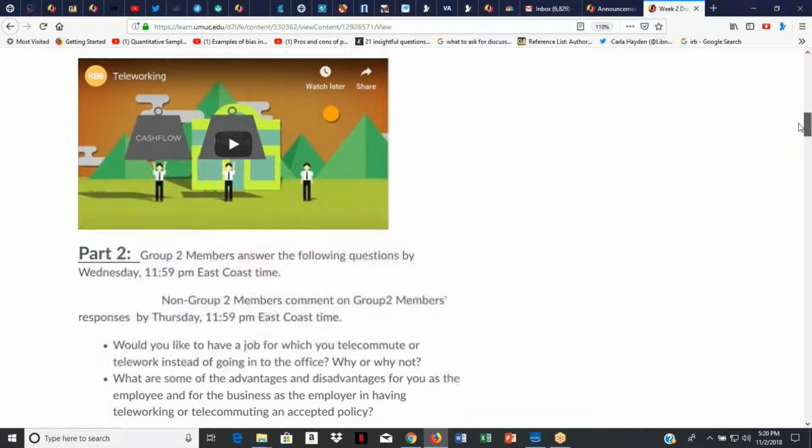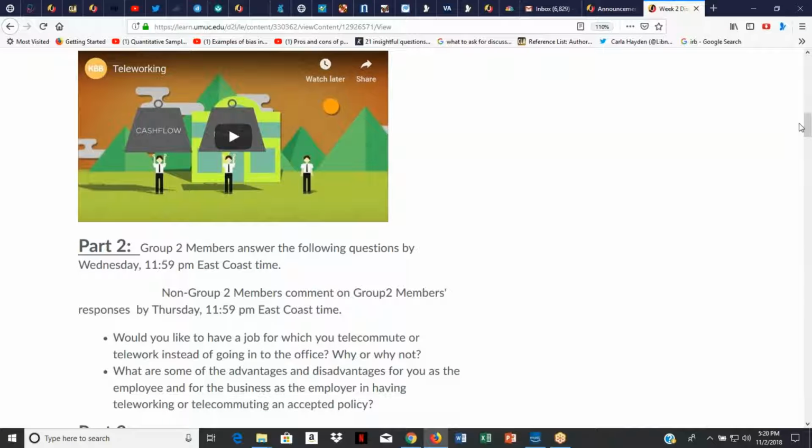Then what you're going to do is part 2. The group members have already posted their contributions, their responses to the questions. Non-group members as well, you should answer the questions, but you do not have to put your answers up there, just to make sure you understand what is being asked so that you can talk a little bit more in detail, get down to a specific question that you may have based on the questions that were posed to the group 2 members. Okay?